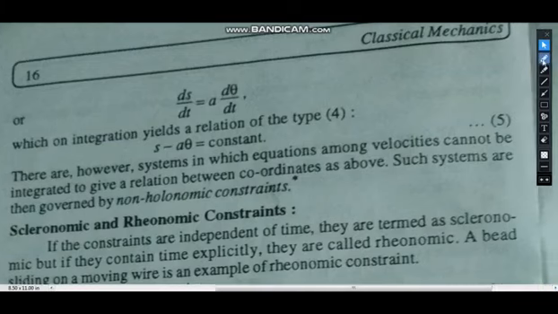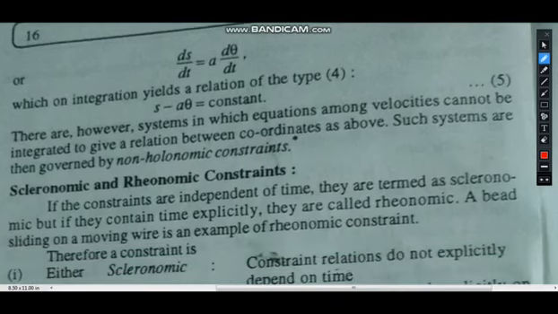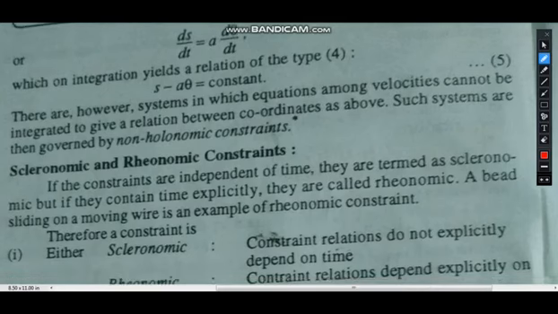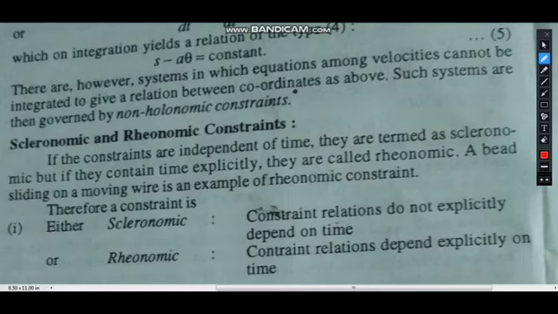There are however such systems in which equations among velocities cannot be integrated to give a relation between coordinates as above. Here we have taken the velocity and we have arrived at the coordinate. If we are not able to arrive at the coordinate from the velocity, then such systems are called non-holonomic constraints. This is one type. For example, in dishes you may say there are two types, one is vegetarian and another one is non-vegetarian, and you can differentiate food into oily food and non-oily food. In a similar manner, one type of constraint is holonomic constraint and non-holonomic constraint.